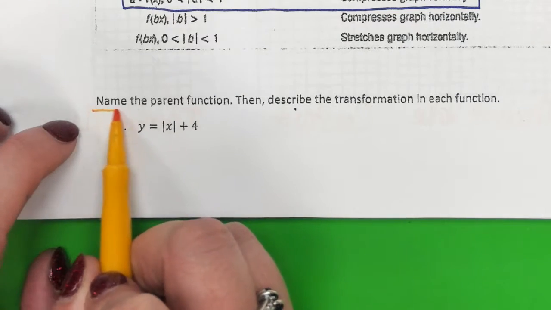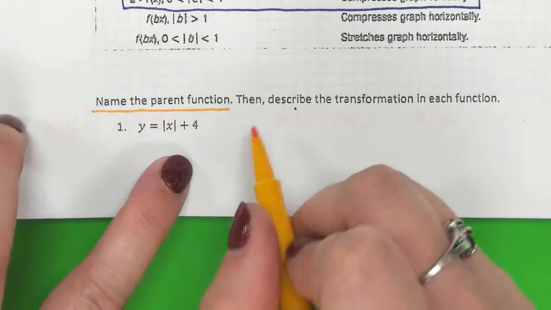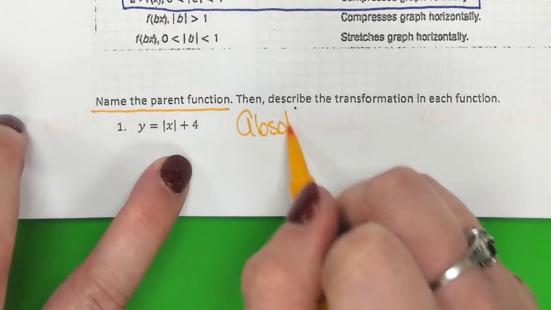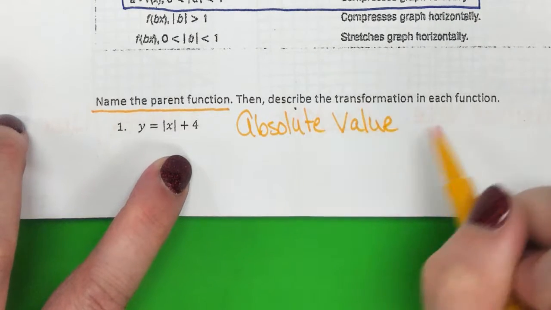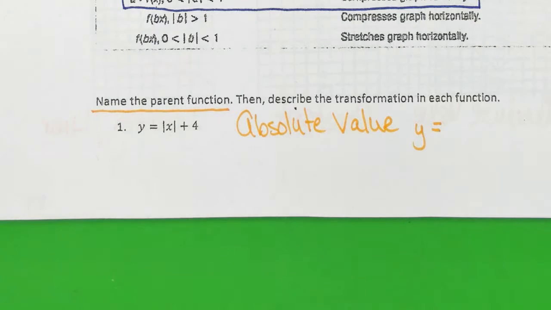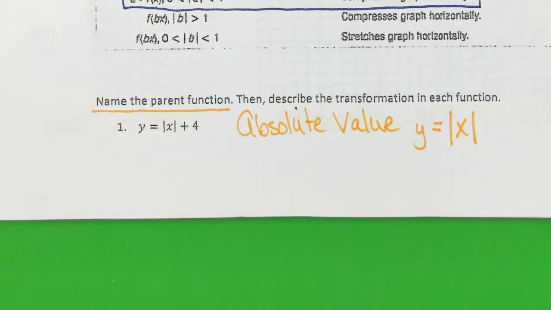What's the very first thing it tells us to do? Name the parent graph. So what's the parent graph here? Absolute value. There you go. And what was the equation of the parent graph, because that's going to be important, because that's what we need to plug into our calculator to see what's happening. So what was the equation? Y equals what? Absolute value of x. Alright, nothing added, nothing subtracted, nothing being multiplied. It's just y equals absolute value of x.